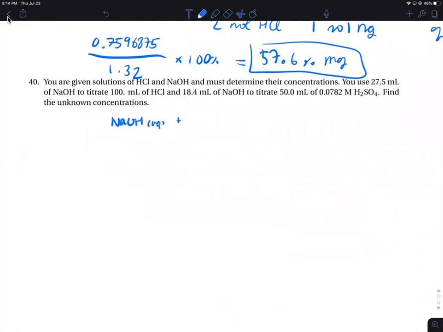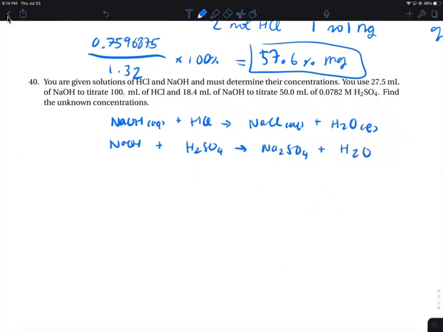NaOH plus HCl, and then the next one is NaOH plus H2SO4. So the states are exactly the same as above. I'm going to have to balance this one, so a 2 goes here and a 2 goes here. So let's go ahead and find the NaOH concentration from the reaction of NaOH with H2SO4.